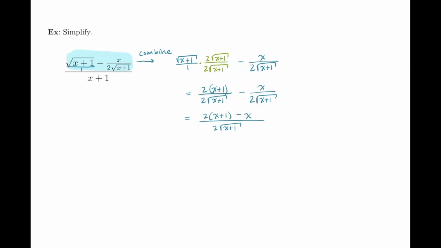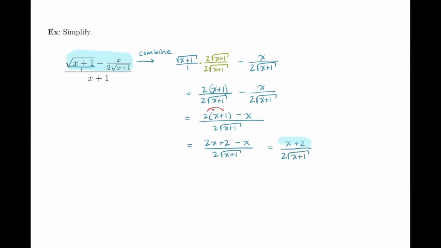We can simplify this further. If you think about distributing this 2 into the set of parentheses here, we will be able to access this x and then combine it maybe with that x to the first there. So doing that, we will get 2x plus 2, then minus x, and that's all over 2 radical x plus 1. Now we have 2x minus x. So one last step here is to just combine those together to give us positive 1x. Positive 1x plus 2 over 2 radical x plus 1.